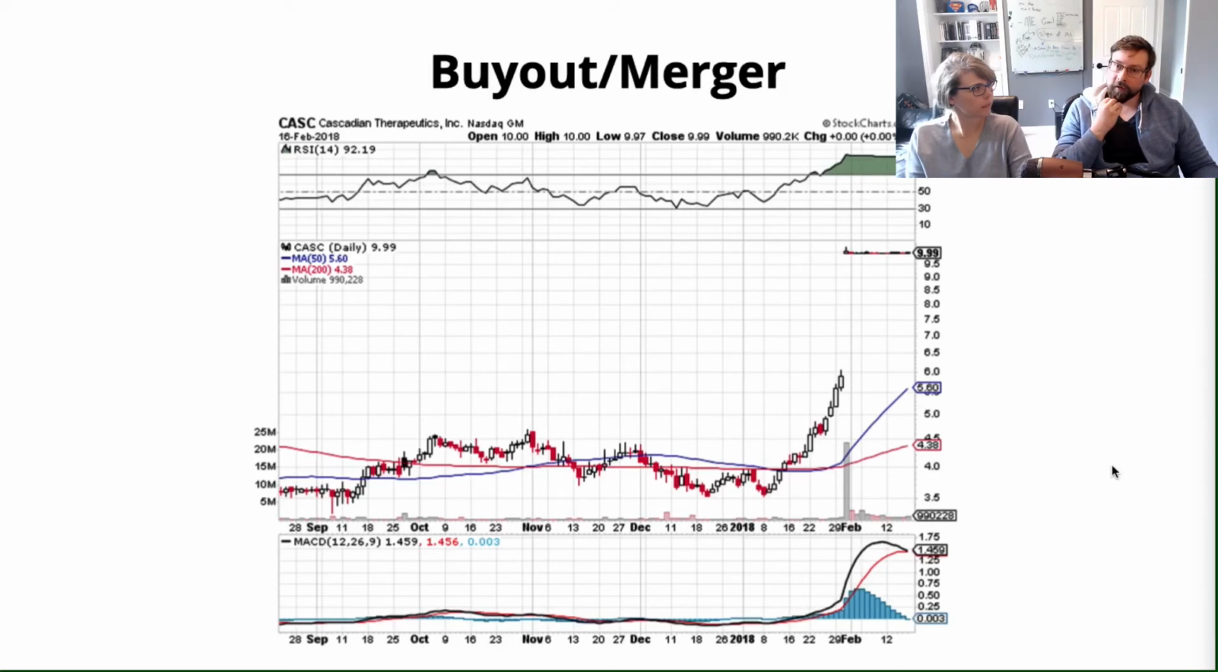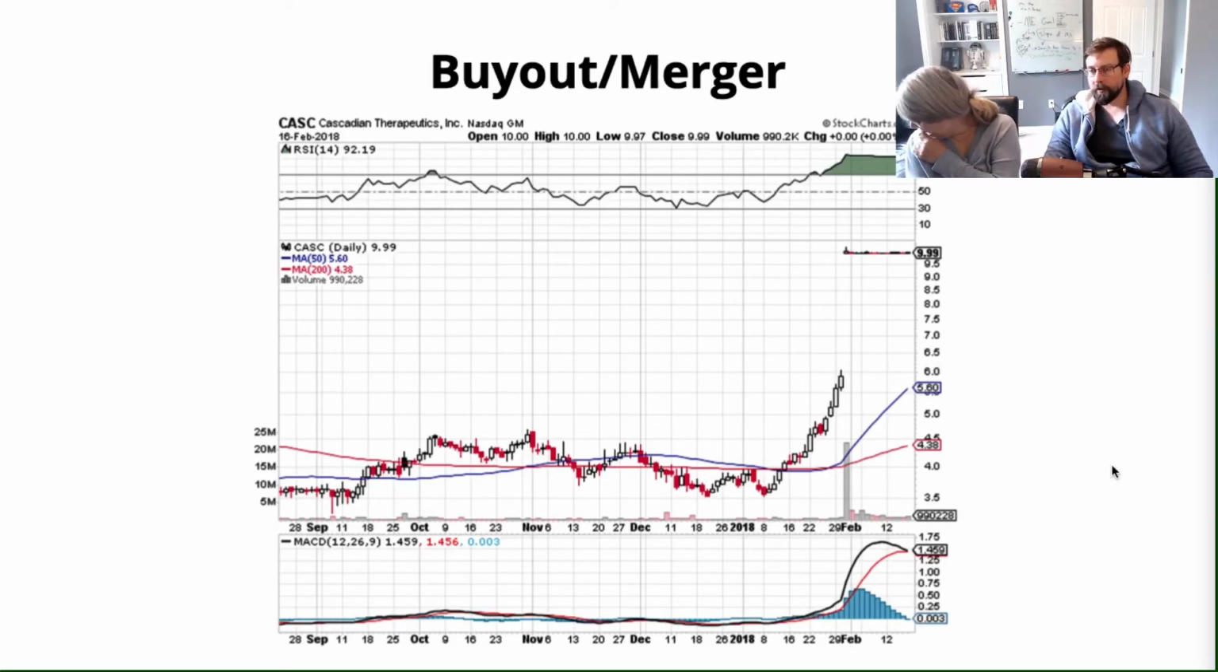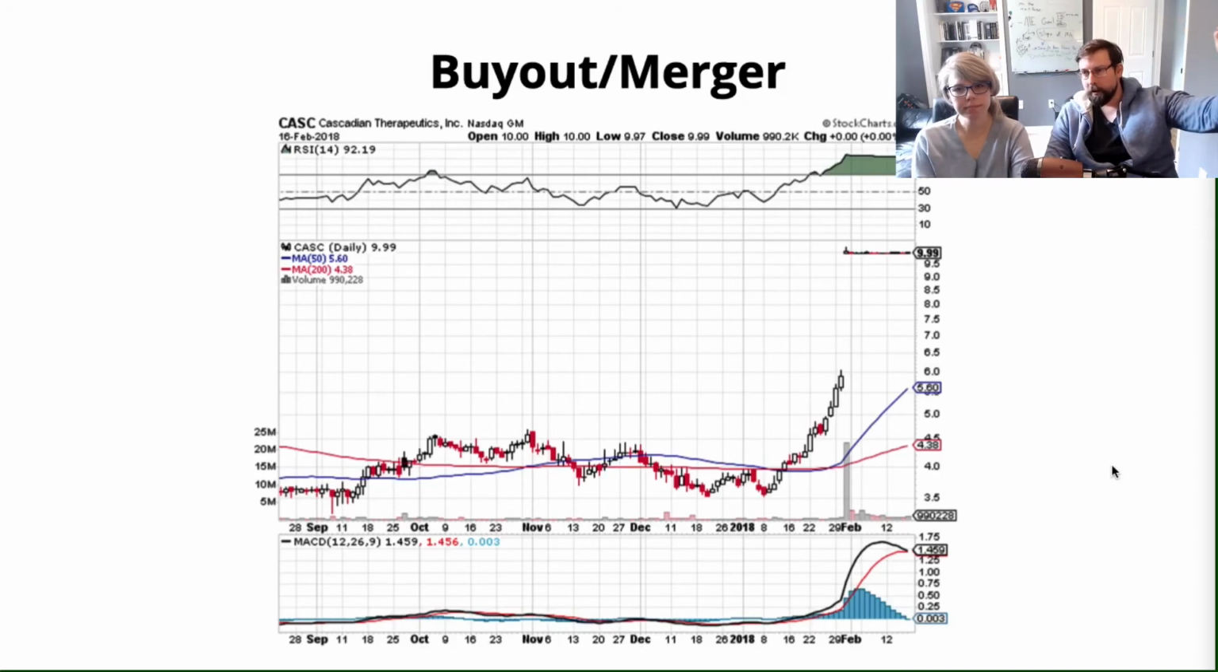But what happens to the stock price is that it won't gap all the way that high. So say, for example, this buyout here on this CASC was for $12. Right, we'll buy it for $12 a share. The stock will gap up the next day to about $10, and it will slowly inch its way up to $12 over the next couple months.